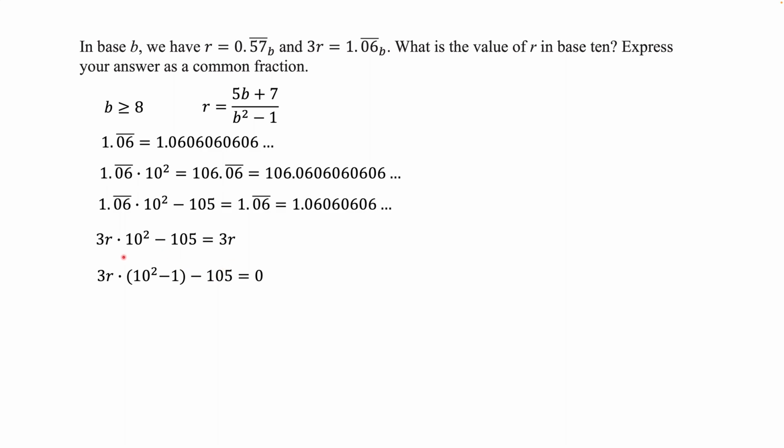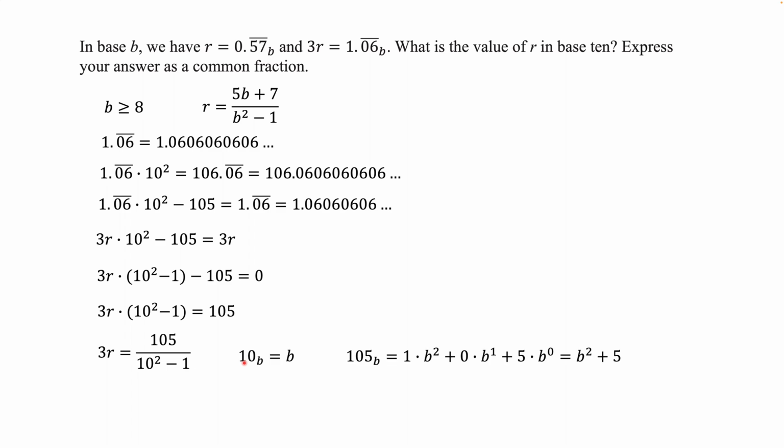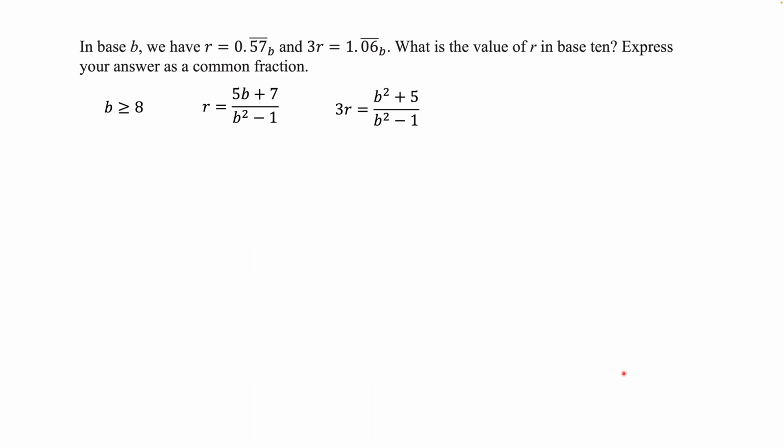So first, let's find 3r. We do it in the same way as before. We got this number. And now we know that 10 is b, 105 is 1 times b squared plus 0 times b to the first power plus 5 times b to the 0th power, and that is b squared plus 5. Okay? We plug it in. This is what we're going to get. Okay? Now we got three.